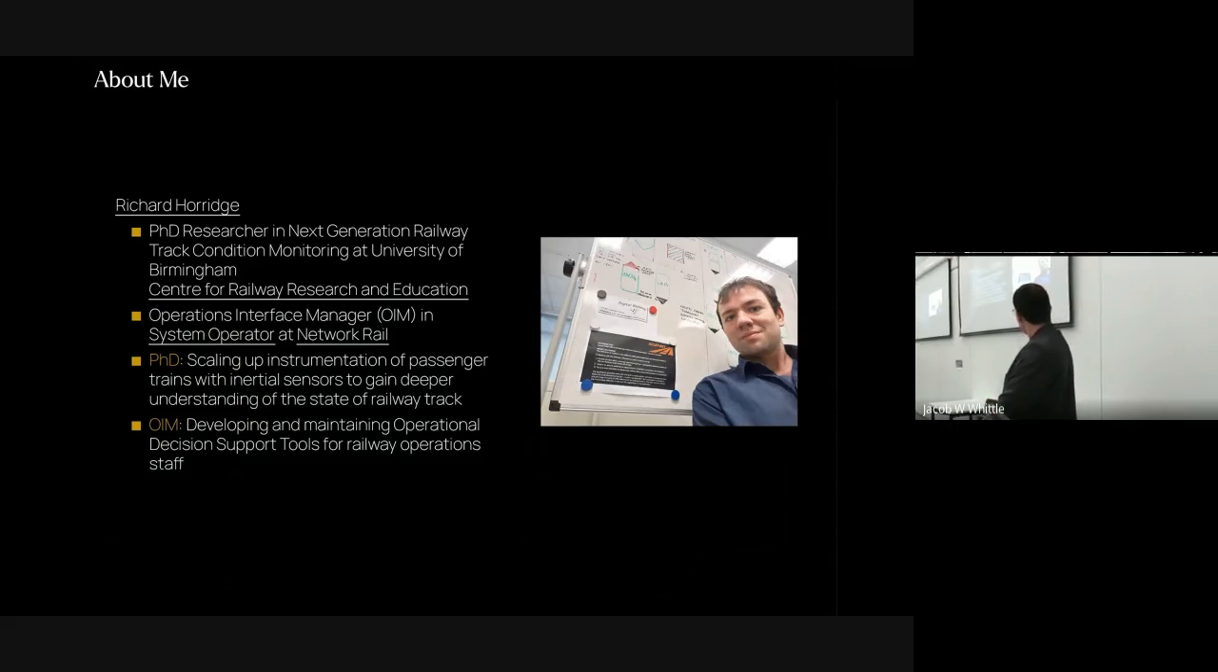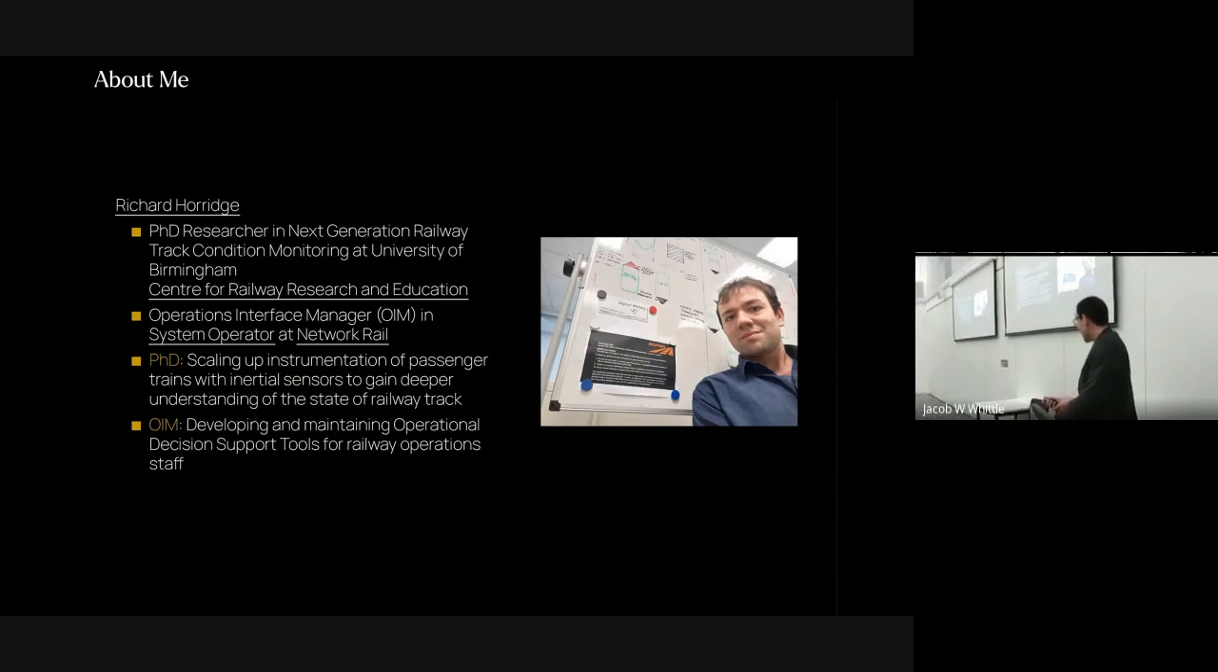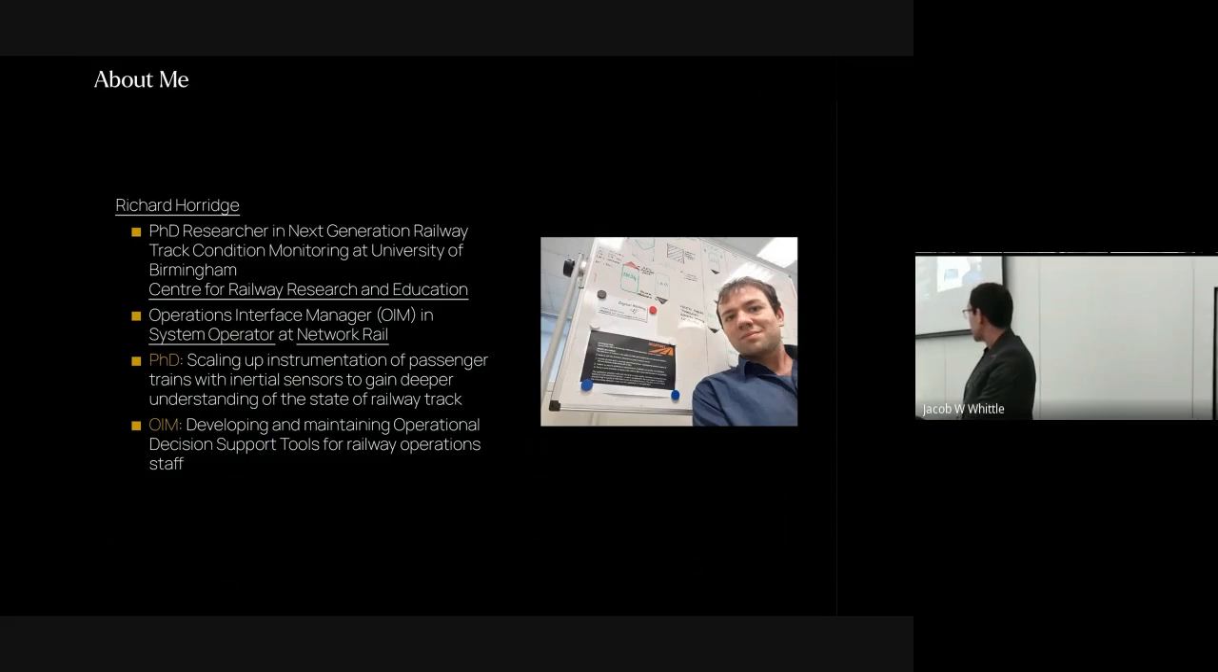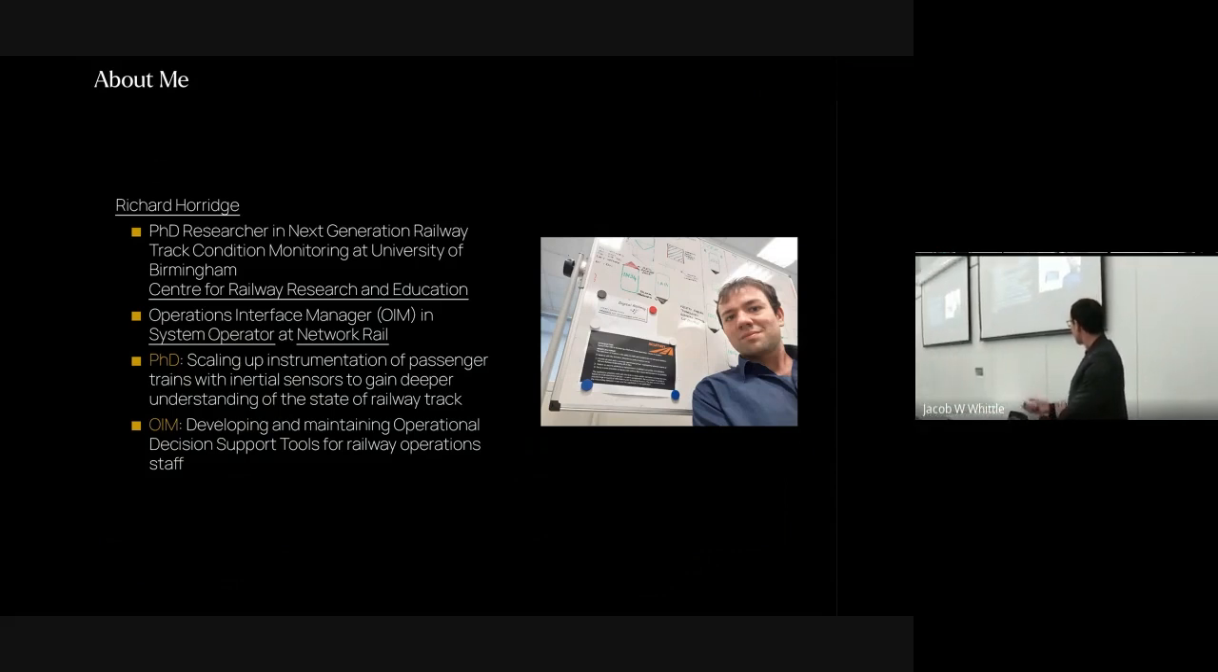I'm a PhD researcher at the University of Birmingham, looking at next generation railway track condition monitoring. That mainly involves fitting inertial sensors to trains and estimating track geometry. My research is mainly thinking about what happens if you scale this up to potentially hundreds or thousands of vehicles, what that means and what the challenges are. During the course of my PhD, I joined Network Rail as an operations interface manager, and there I developed tools and systems that are used by frontline operators, signallers and station staff in running the railway.